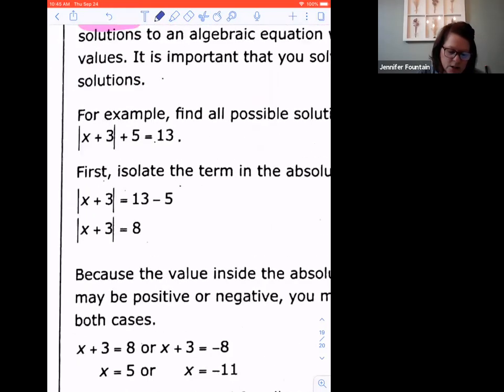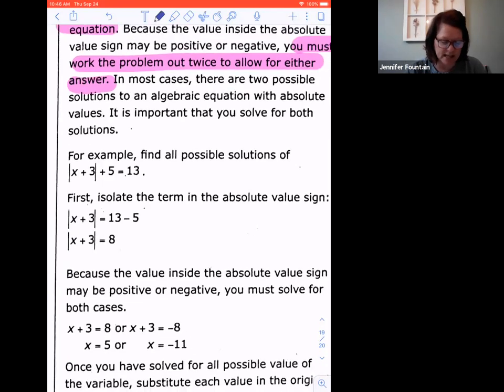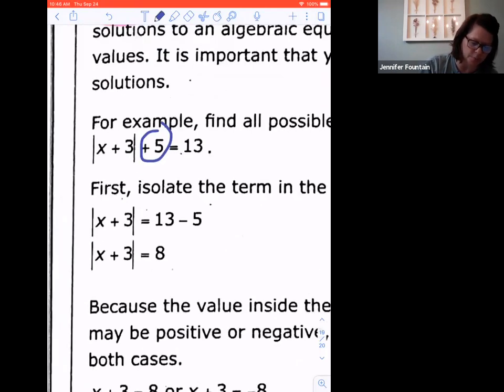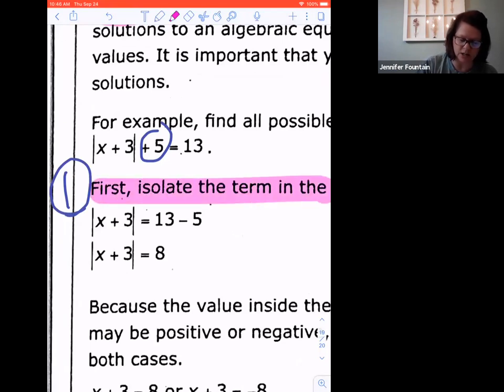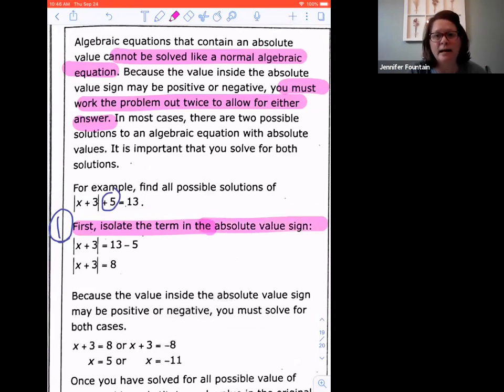So alrighty, let's take a look at the sample problem they've given us, where we have the absolute value of x plus 3, plus 5 equals 13. Okay, the first thing you do is to isolate the term in the absolute value sign. That means that anything that is on the same side as the absolute value has to move first. So what I'm going to do is put a number 1 right here in the margin. And so I want you to make sure that you have highlighted it or underlined it or marked it so you know that that is where you start.